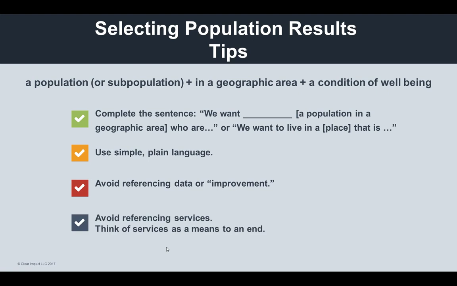Avoid referencing services and think of them as a means to an end. For example, we wouldn't say that we want an efficient social services department, because that's not a result. It's actually a means to an end. Instead, a true result could be found by asking, what condition of well-being would an efficient social services department produce in the population?